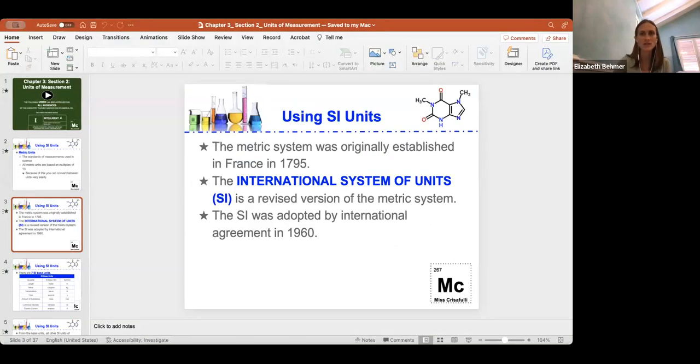I just got a notification that my internet is a little slow, so I'm just going to make sure everything's connected okay.